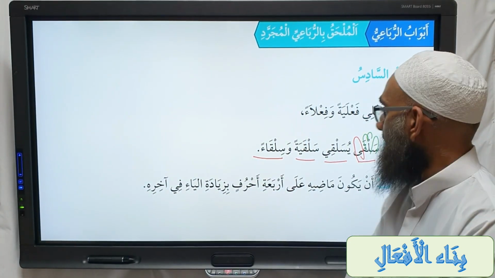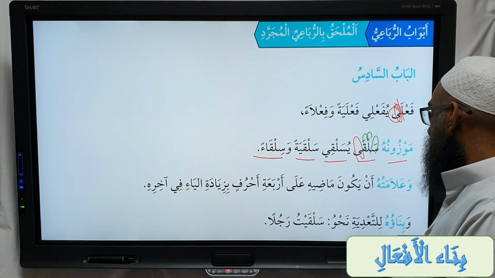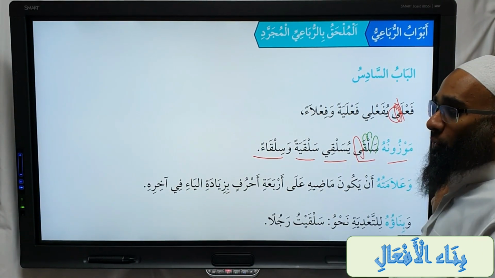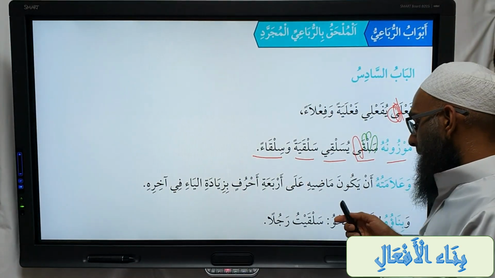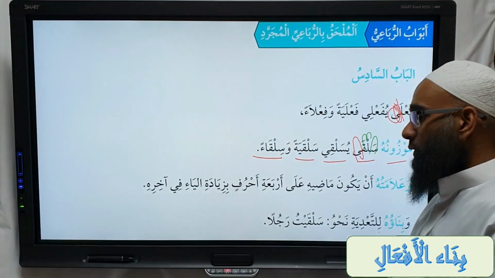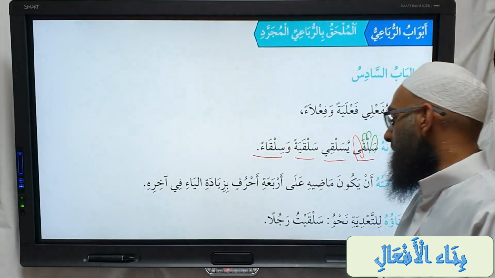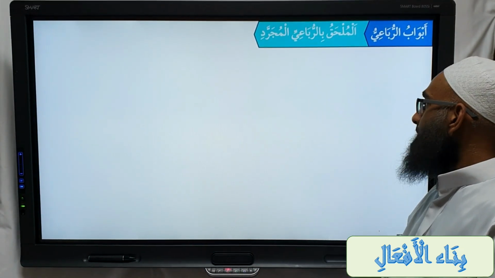Understood? Yeah. نحو وبناؤه لتعدية. This is also always for what? متعدي. نحو سلقيت رجلا. I made the man lie on his back. سلقيت رجلا. When you make somebody lie down, you say سلقيت رجلا. I made the man lie down.